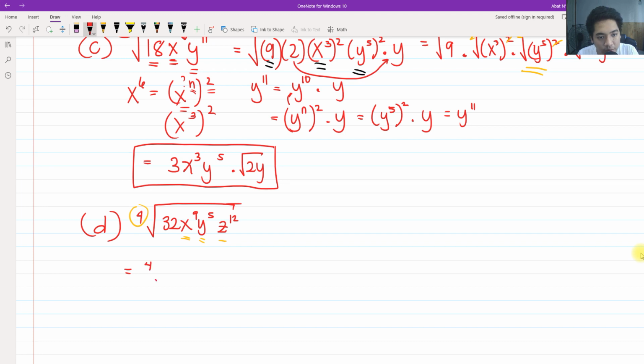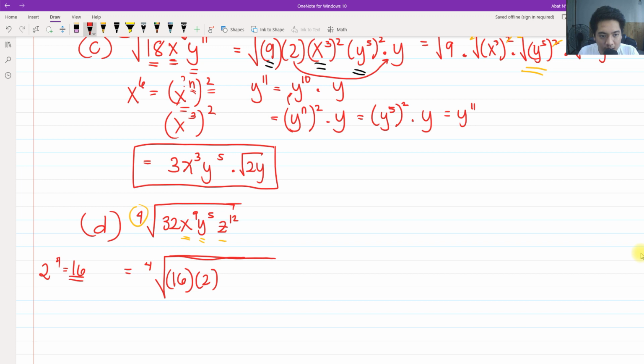So that must be the fourth root. I'm going to split up 32 as 16 times 2, because the fourth root of 16 is 2. If I raise 2 to 4, that's 16. So I can evaluate the fourth root of 16 as 2, and 16 times 2 is 32.